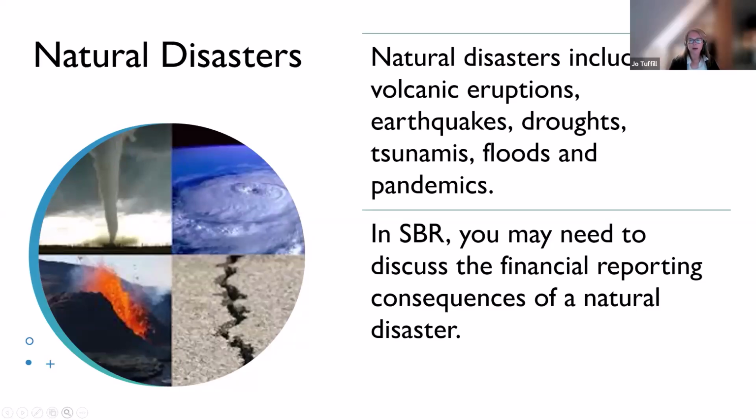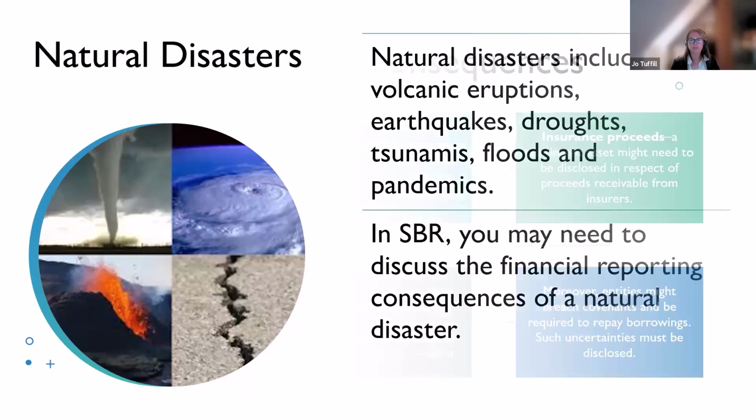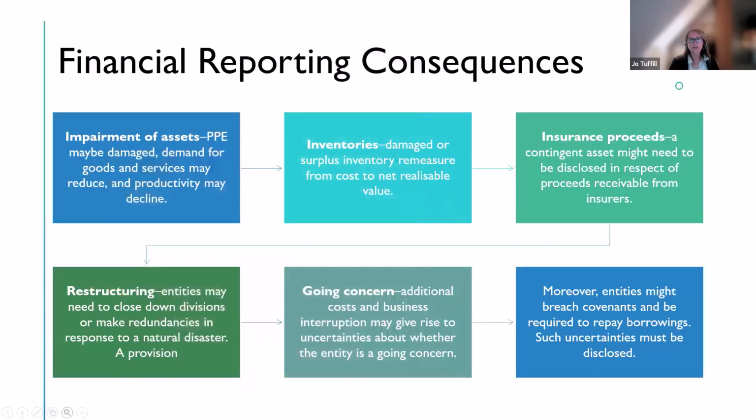Let's think about what that would affect in a question. You've got to think about all the possibilities of what would happen, but not too many, but just focusing on a selection which would potentially be in the scenario. And the scenario will lead you to that. When we look at questions on revision, you will see that. So financial reporting consequences of natural disasters.